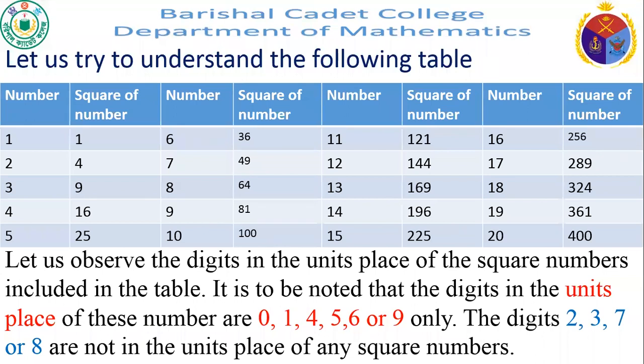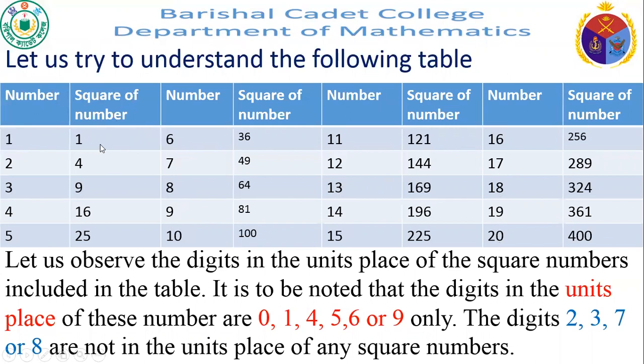Dear cadets, let us try to understand the following table. Here, numbers and the squares of those numbers are given. First of all, here 1, 2, 3, 4, 5, 6, 7, 8, 9, 10, 11, 12, 13, 14, 15, 16, 17, 18, 19, 20 are given.